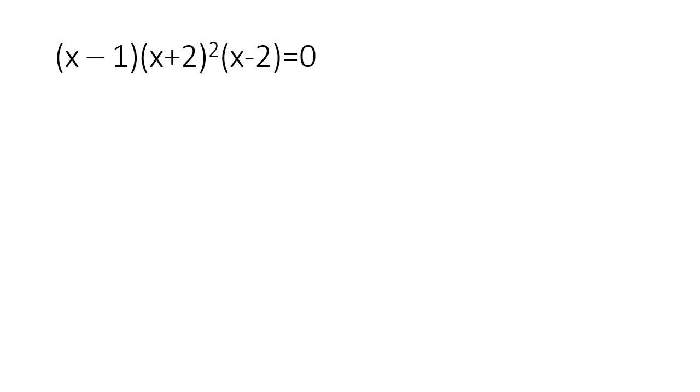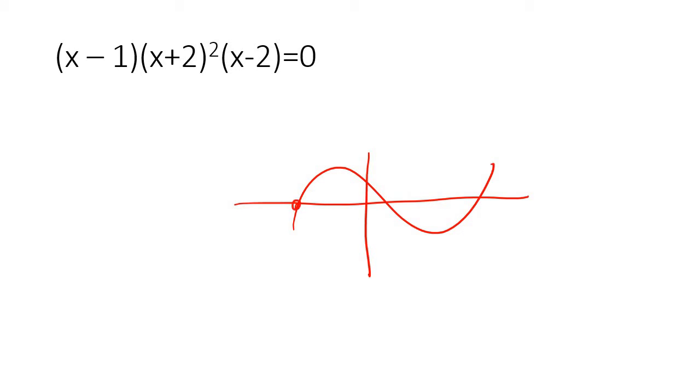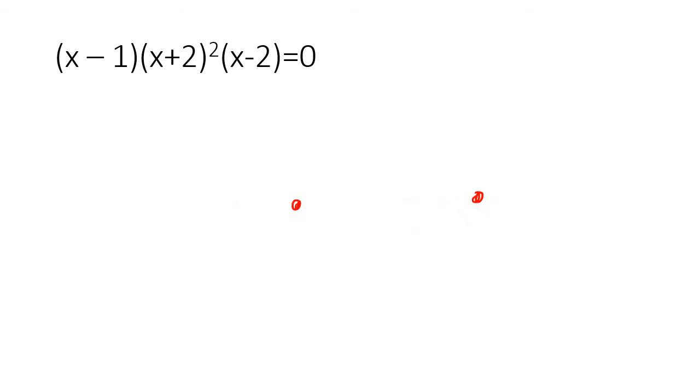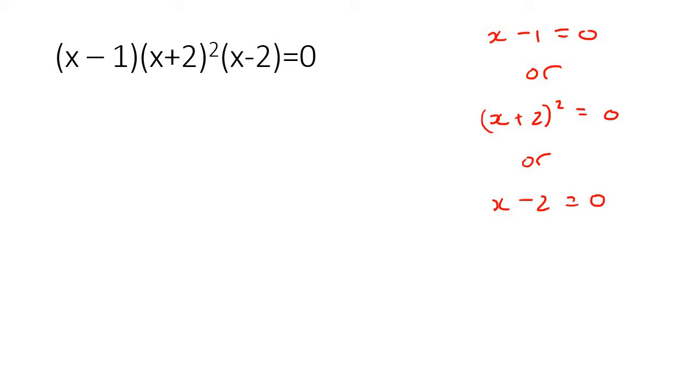So let's say, for example, you had this equation and you factorized it, and these are the brackets that you just got. From these brackets, we can solve for the zeros. The zeros are the places where the graph touches the x-axis. Your teacher might call them roots or the x-intercepts. We can solve those from the brackets by saying x minus 1 equals 0, or x plus 2 squared is equal to 0, or x take away 2 is equal to 0. So if we solve the first one, you would get x equals 1.